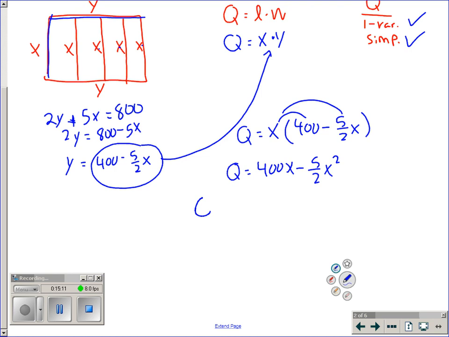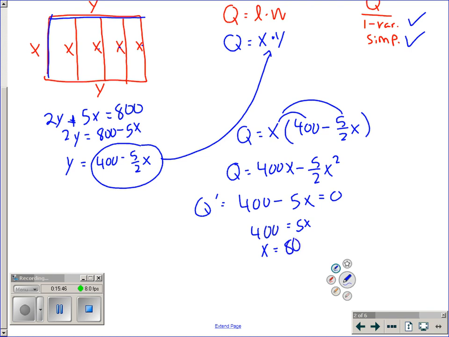It's just the derivative. So Q prime equals, and that's just 400x, and then minus 2 times 5/2, wouldn't that just be 5x? Oops, I'm sorry, that should be just 400. The derivative of 400x is 400. So my derivative overall is 400 minus 5x. And solving for x is no problem there, right? 400 equals 5x, or x equals 80.